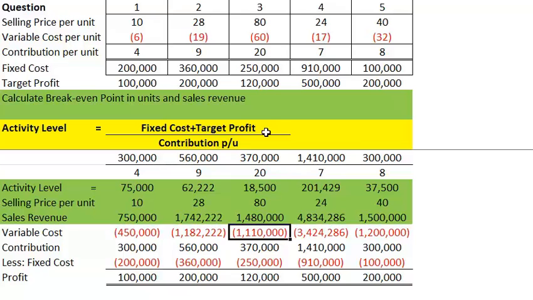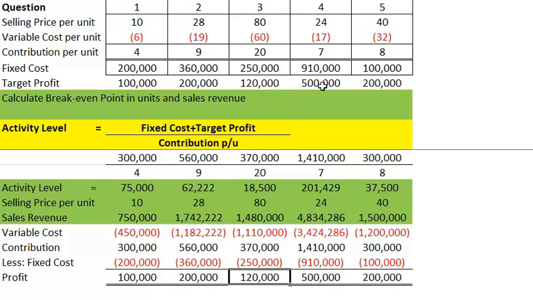Variable cost we can arrive at by multiplying 60 pound per unit by 18,500. We arrive at a total variable cost of 1.1 million. When we deduct variable cost from sales revenue, we arrive at a contribution margin of 317,000. We deduct fixed cost of 370 from our total contribution. You can see our profit is 120,000, which is our target profit.